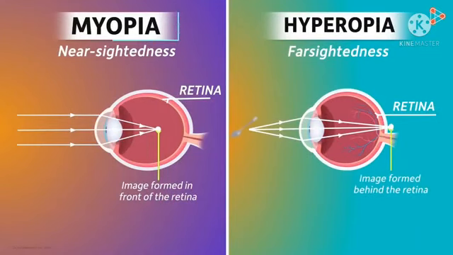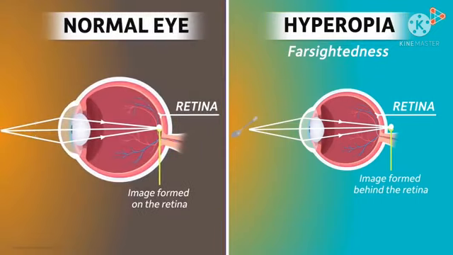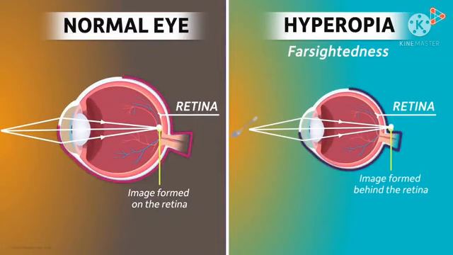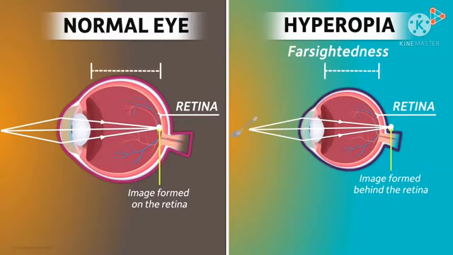As I say, myopia and hyperopia are exactly opposite of each other. So the cause of hyperopia is also opposite to the cause of myopia. This defect results due to the eyeball being smaller than usual. So the distance between the lens and retina is smaller than it should be in a normal eye, and hence the image of a nearer object is formed behind the retina.